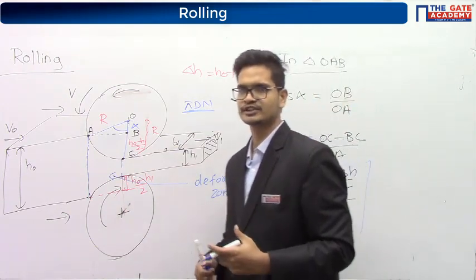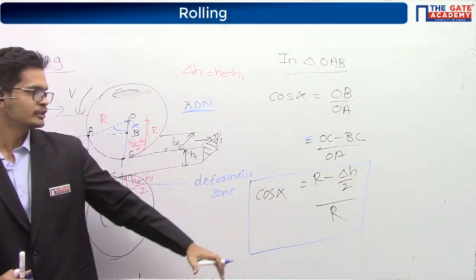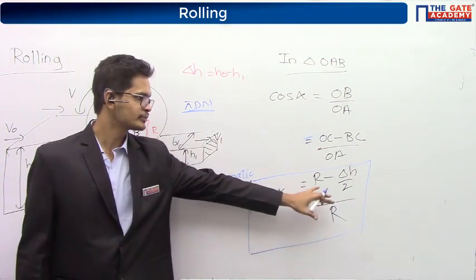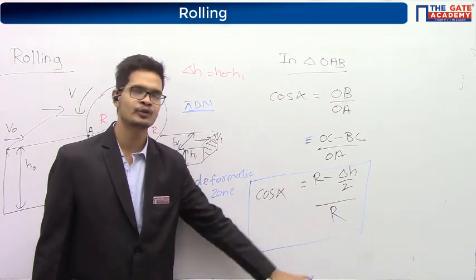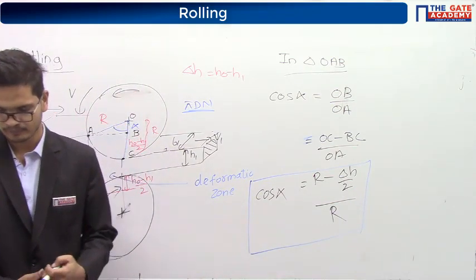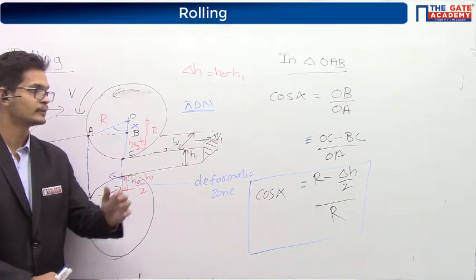Many times they have asked, what is the value of alpha? So this is the expression you have to use, R minus delta H by 2 upon R. Okay, please copy this.